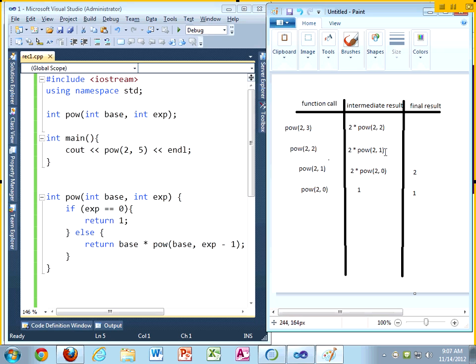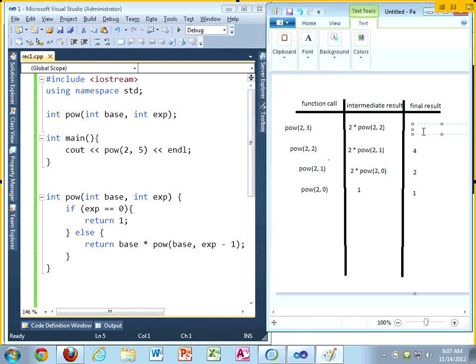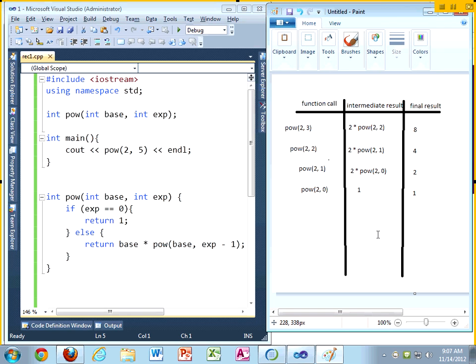Okay? Now I want to figure out 2 times PAL of 2, 1, but it says right here that PAL of 2, 1 is 2. So this is 2 times 2, which is 4. And so now I'm back up here, and my final result is going to be 2 times PAL of 2, 2. PAL of 2, 2 is 4, so this is 2 times 4, which is 8. So now I know my final result for PAL of 2, 3.